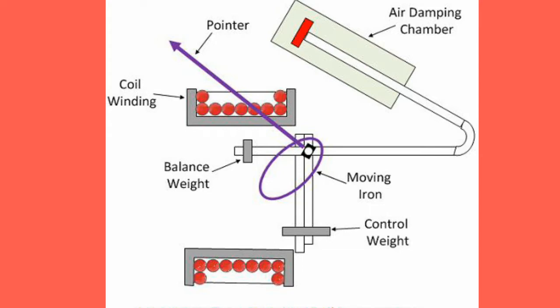A pointer is attached to a spindle. Also, the spindle is connected to the air damping chamber, and air friction damping is used in moving iron instruments. Controlling weight, adjusting weight, balancing weight.